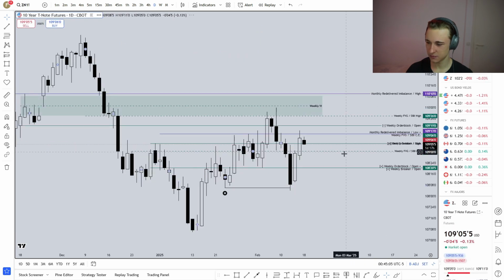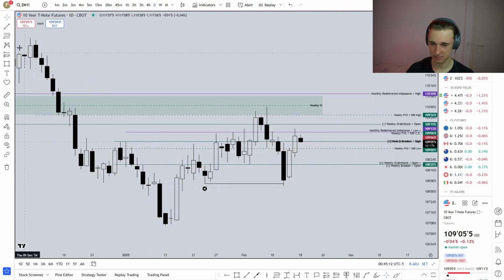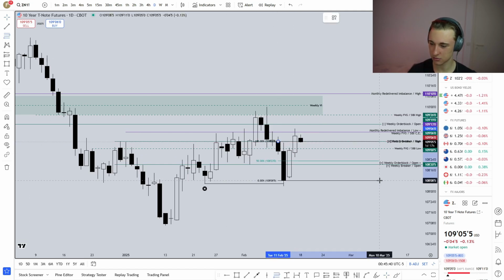And T-note futures, I expect a run higher. So this is basically a daily breaker. Once we trade above the up close candles, this becomes a bullish breaker, and we have also a daily order block, which I want to see market trade higher from. We should not invalidate the mean threshold of this daily bullish order block, so I don't want to see any closures below the 50%.